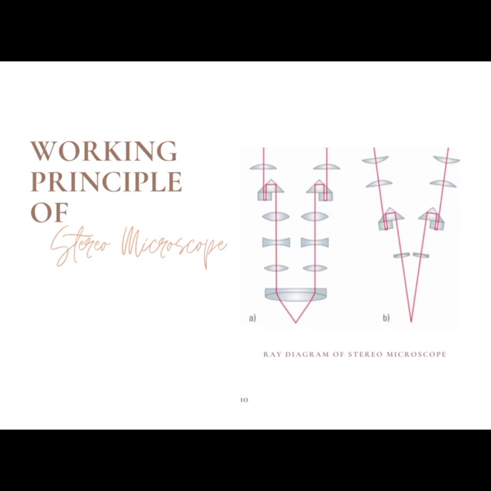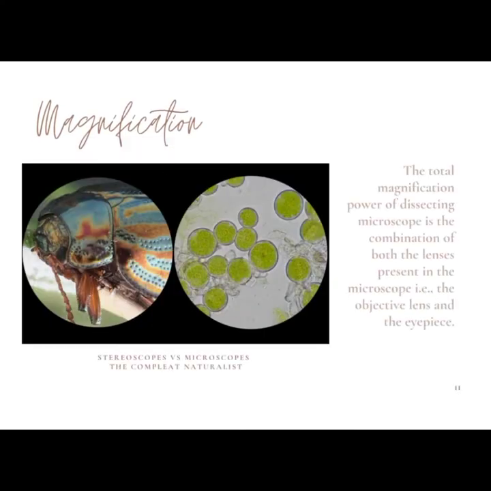The dissecting microscope has two magnifications, known as fixed magnification and zoom magnification. Fixed magnification is used in the eyepiece to provide a set degree of magnification, while zoom magnification offers different magnifications at different ranges. The total magnification power of the dissecting microscope is a combination of both the lenses present in the microscope, which are the objective lens and the eyepiece. For example, if the objective lens is 10 times and the eyepiece is 6 times, then the total magnification power of the dissecting microscope is 60 times.